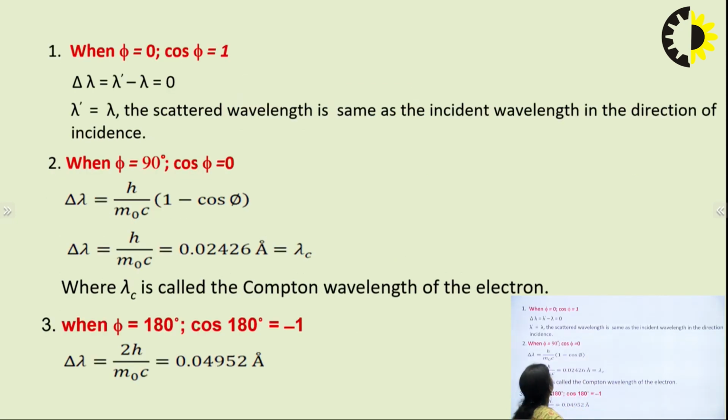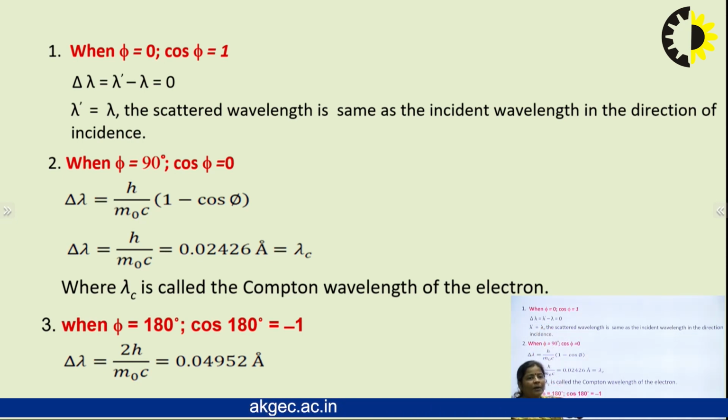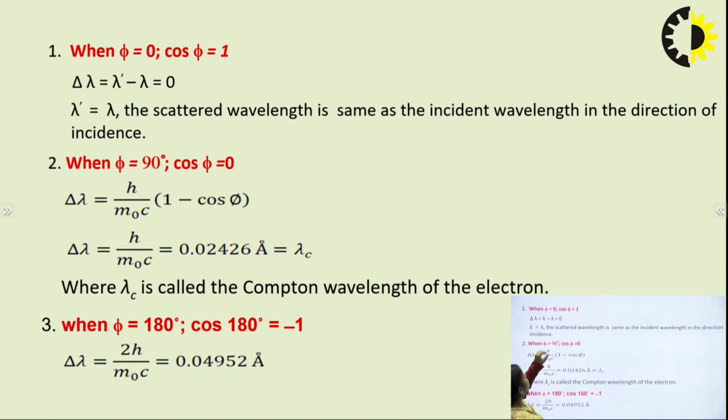Okay. All right. So some of the standard calculations or results we can see for ourselves: we can give different values to the scattering angle phi, and we can obtain the shift. If the angle phi is 0, then cos phi will be 1, so delta lambda is equal to 0. So lambda dash will be equal to lambda. The scattered wavelength is the same as the incident wavelength in the direction of incidence.